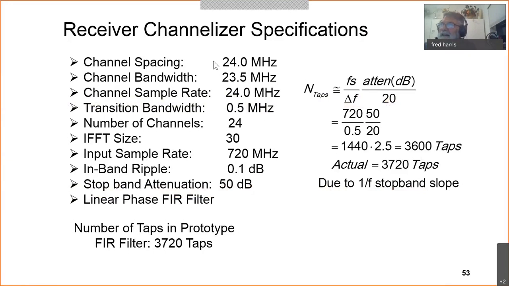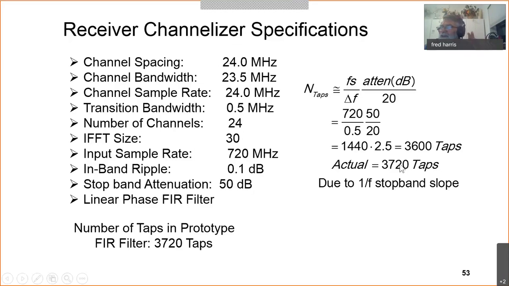So here's a channel 24 megahertz apart. The transition bandwidth is only half a meg. Oh dear. Now, there's going to be a whole bunch of these channels. In fact, 30 of them. That's 720 meg. 720 divided by half means there are 1400 weights times the number, which is attenuation in dB divided by 20. That means this filter has 3600 taps.